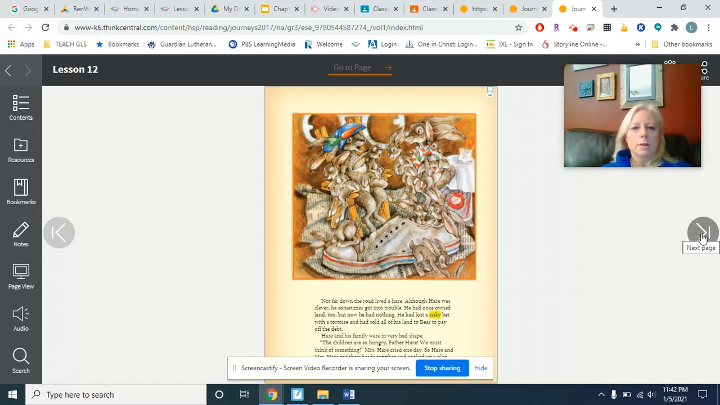Enjoy it. I love it. It's a great story. It's an easy read, a lot of repetition, but real fun. And I love the illustrations. So enjoy it.